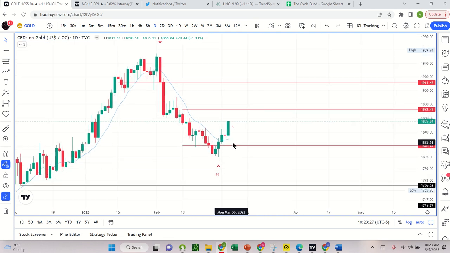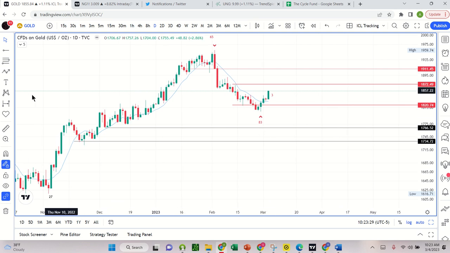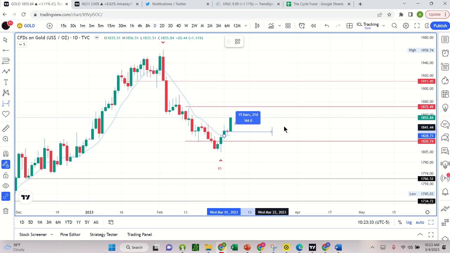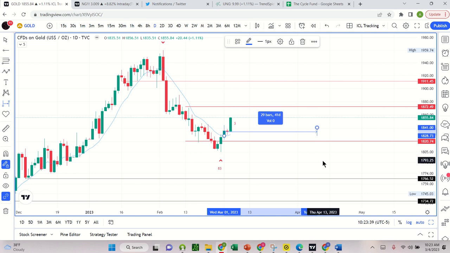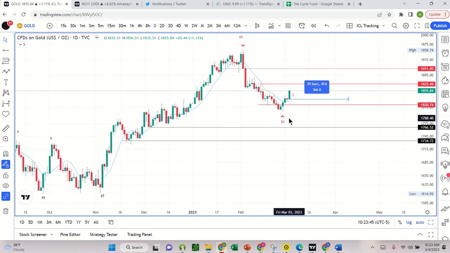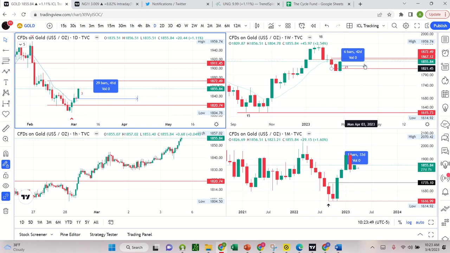But if we think about this, this was a really long daily cycle. So either way, let's just say this is a more typical gold cycle that's around 30 days. So that takes us to the middle of April. I think that said April 11th. And so let's think about that. April 11th, what week would that put us on?